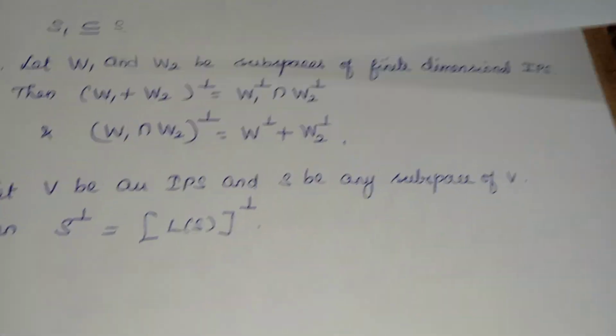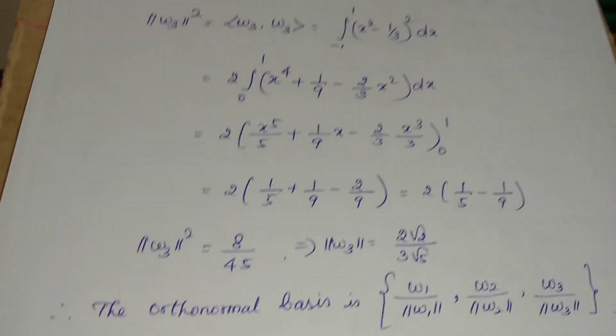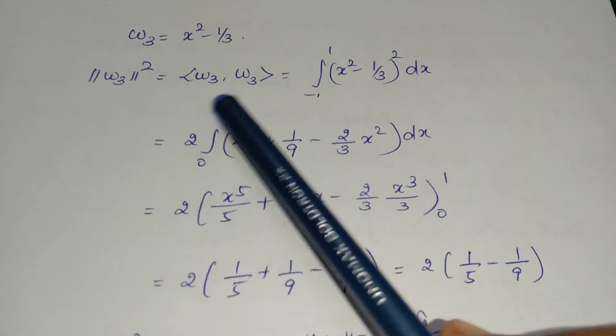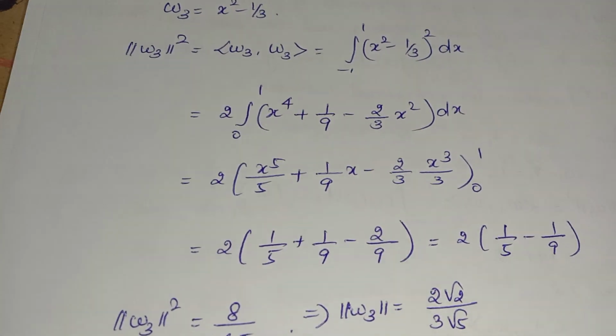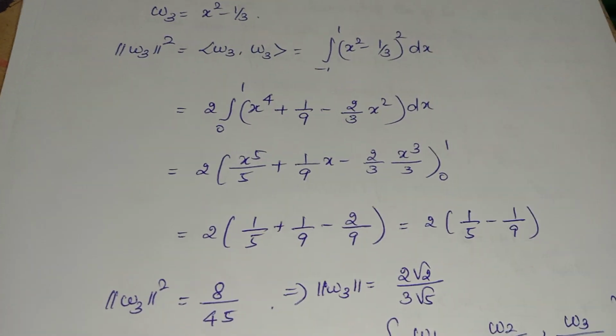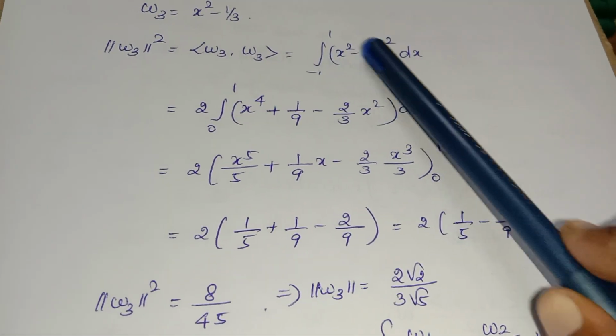Okay. Now the norm W3 square is equal to inner product of W3 with itself. So integral from minus 1 to plus 1 of x square minus 1 by 3 the whole square into dx. Let's expand the integration. See, everything is an even function.